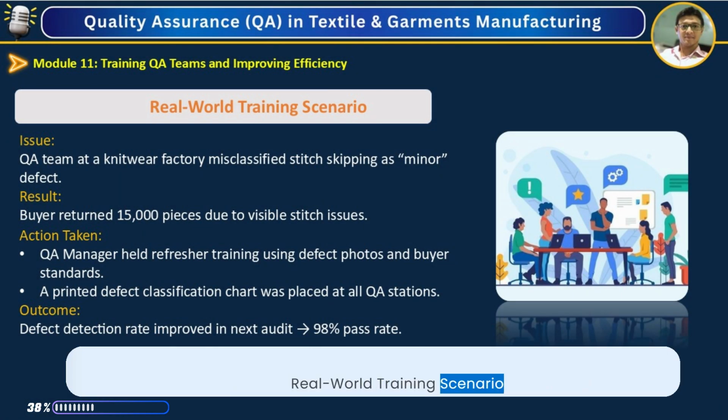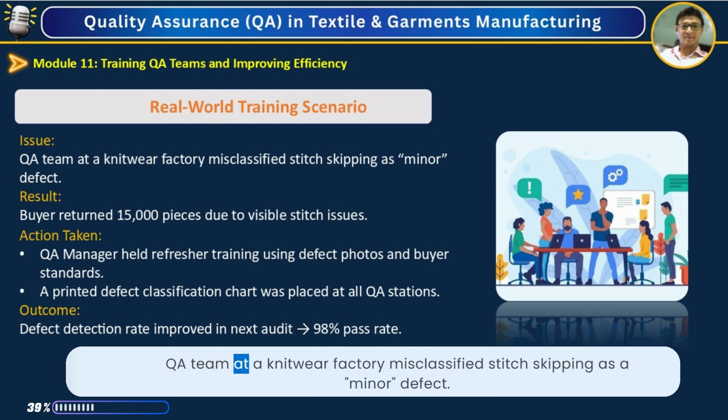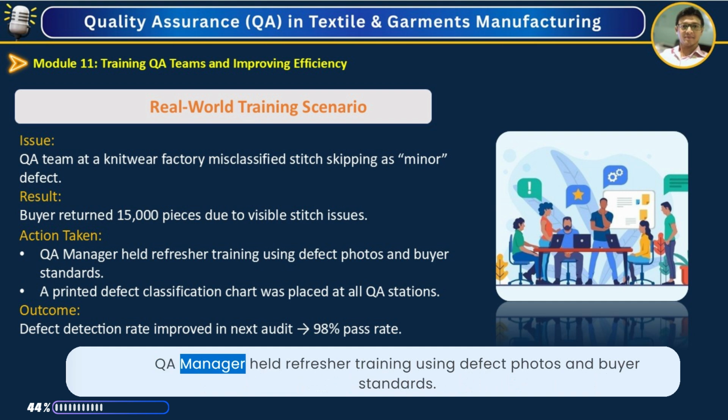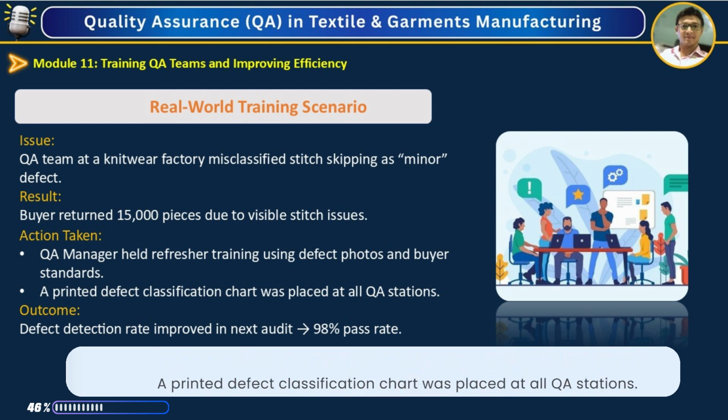Real-world training scenario. Issue: QA team at a knitwear factory misclassified stitch skipping as a minor defect. Result: Buyer returned 15,000 pieces due to visible stitch issues. Action taken: QA manager held refresher training using defect photos and buyer standards. A printed defect classification chart was placed at all QA stations. Outcome: Defect detection rate improved in next audit. 98% pass rate.